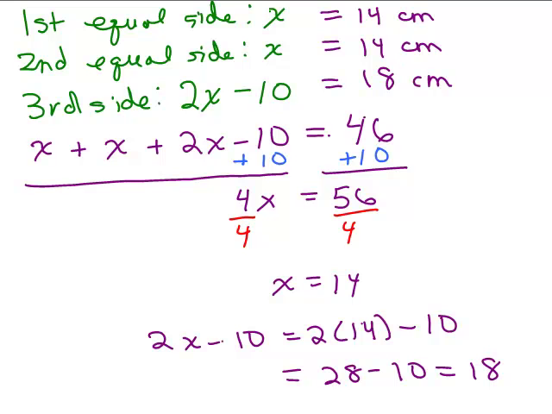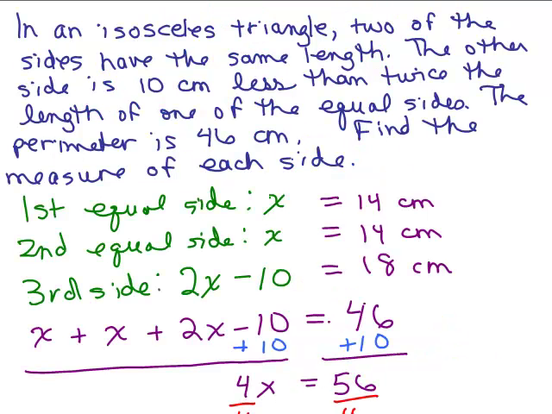But let's go back up to the original words and see if this makes sense. So here was the problem. In an isosceles triangle, two of the sides have the same length. So in our answer, yes, we've got two sides that have the same length. The other side is 10 centimeters less than twice the length of one of the equal sides. So what this says is the third side is 10 less than twice the length. All right, so what's twice the length? If one side's 14, twice that is 28. And then we're doing 10 centimeters less, so if we subtract 10, we get 18.